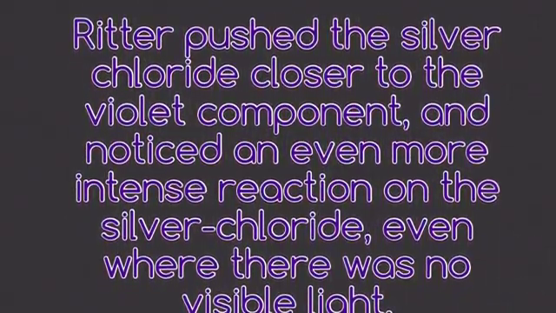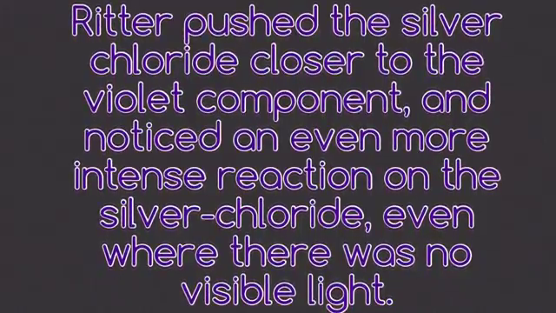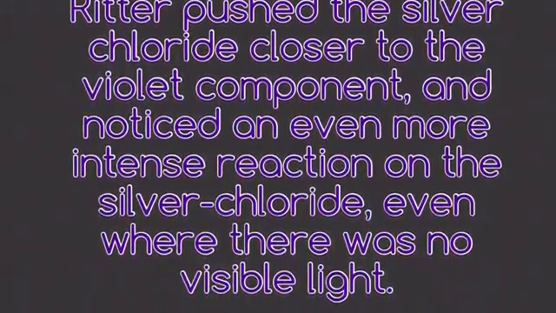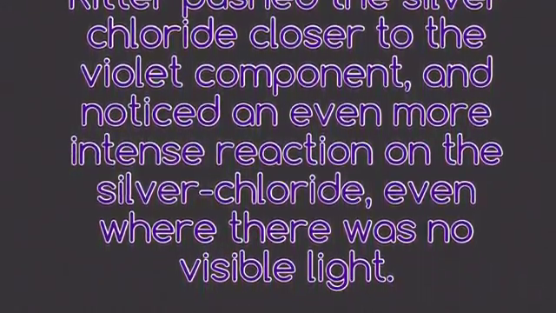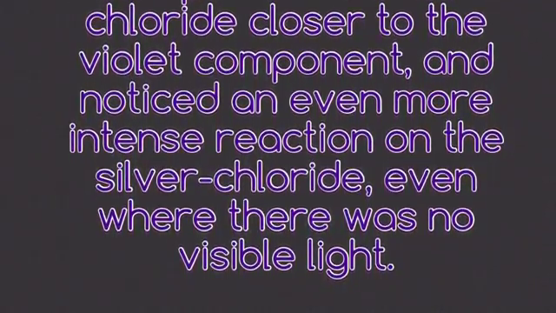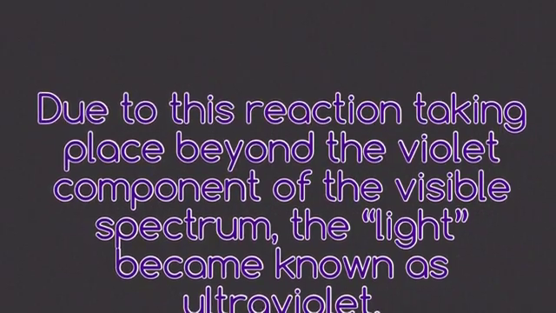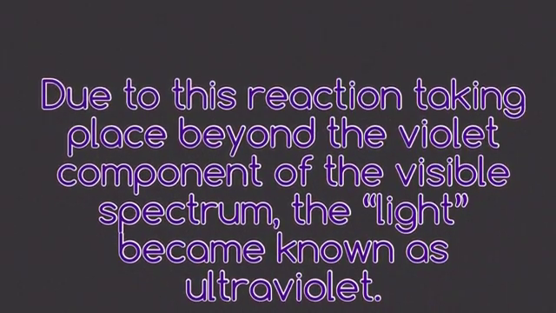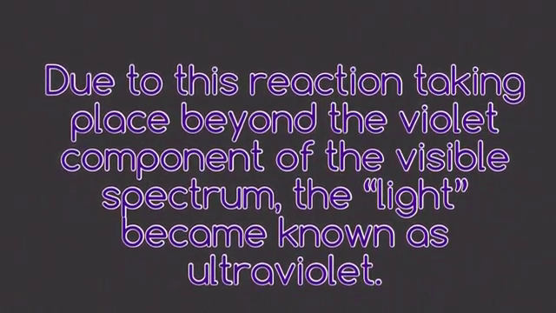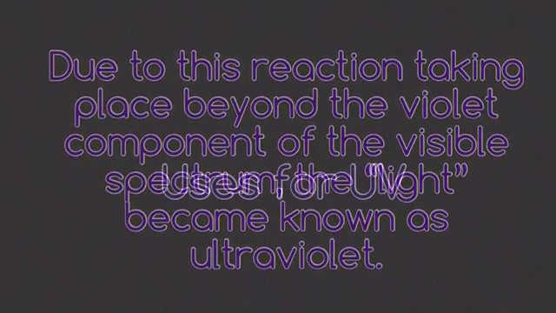Ritter pushed the silver chloride closer to the violet component and noticed an even more intense reaction on the silver chloride, even when there was no visible light. Due to this reaction taking place beyond the violet component of the visible spectrum, the light became known as ultraviolet.